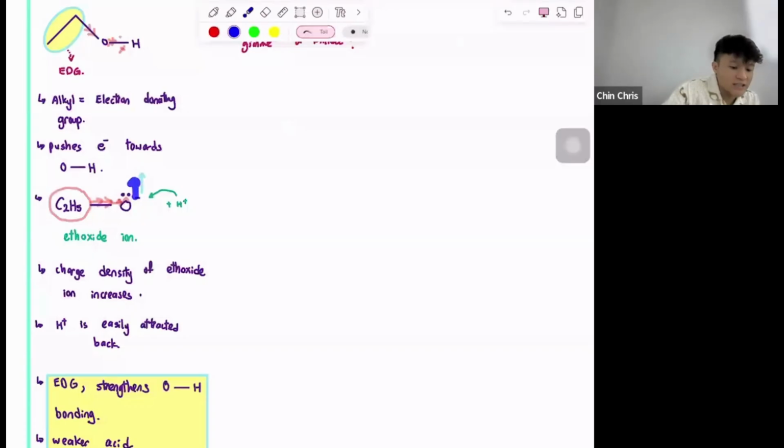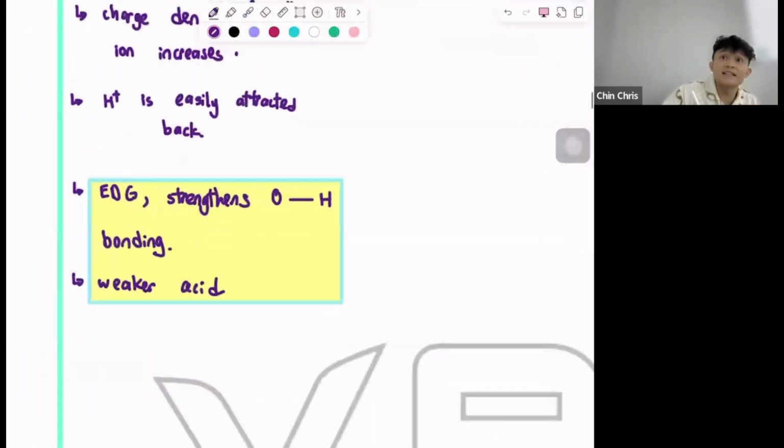Why? Because the charge density here is super high. Even if it's broken, immediately an H plus will go back. Clear? So which means this thingy is never acid. Remember, ethanol is never acid.